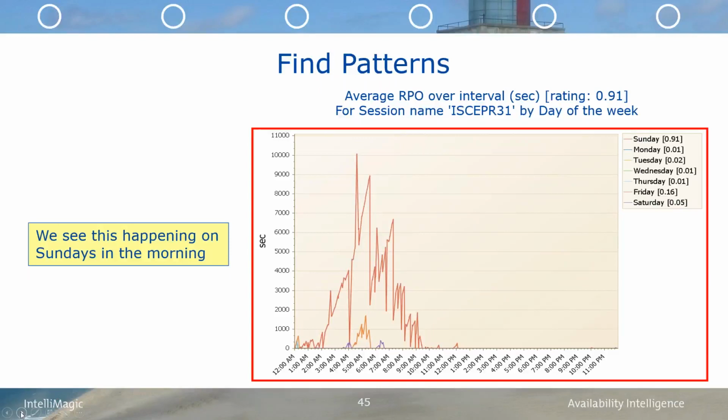So we can analyze that data, we can drill down, and we can see how it looks by day of the week. And what we notice here is all these spikes, for the most part, the major spikes are happening on Sunday. So primarily Sunday is our issue, so we can kind of narrow things down a bit. Next slide.